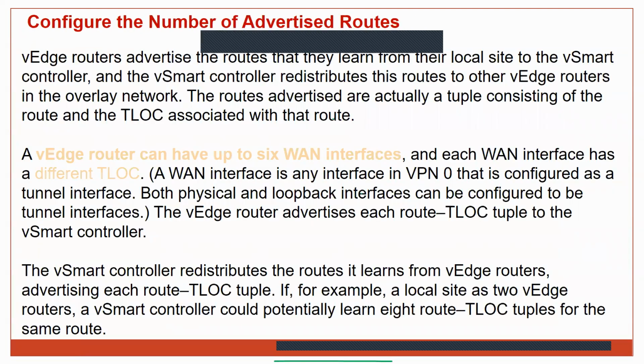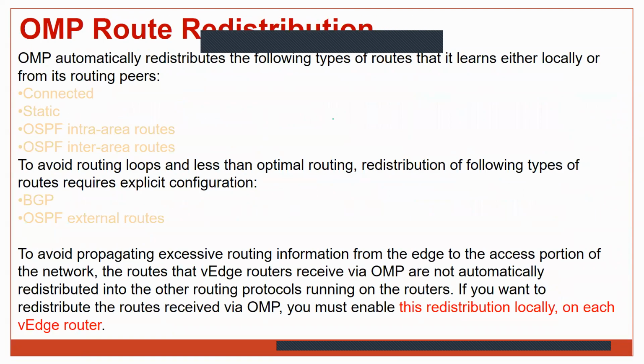Ratnesh, can you go back to the previous slide, the redistribution slide? It says the first line, OMP automatically redistributes the following types of routes that are learned locally. Not everything, just these routes. Suppose you have OSPF, EIGRP. I told you that there is one configuration, OMP advertise, by default, right? So that means from the service side VPN, you are sending those routes to vSmart.